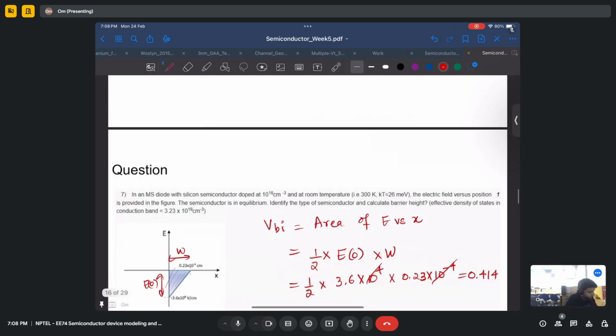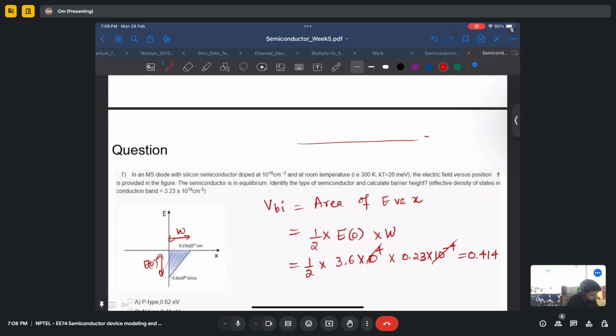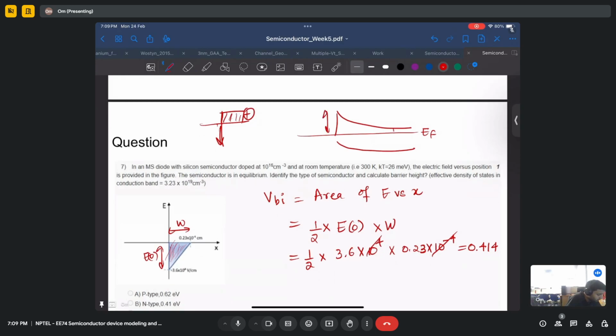Next, if we see the band diagram and doping of 10 to the power 16, if we see this kind of electric field, we can only get it when we have positive charges here and negative charges at the interface, and this will only happen in an N-type semiconductor. For N-type semiconductor, we will get this. This will be 5B. This is VBI. This is EC and EF.